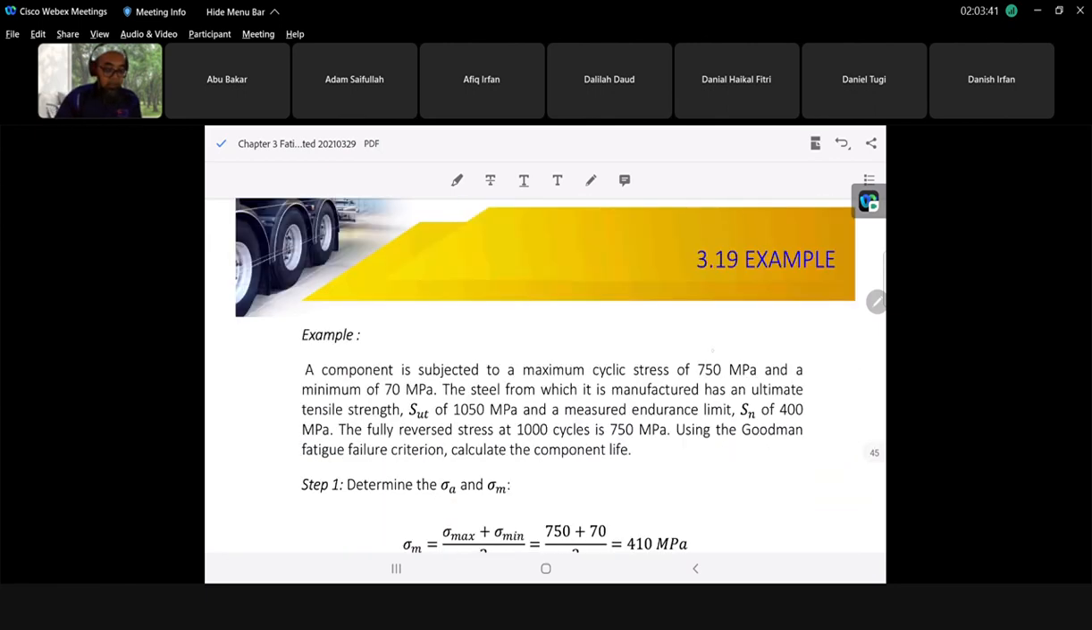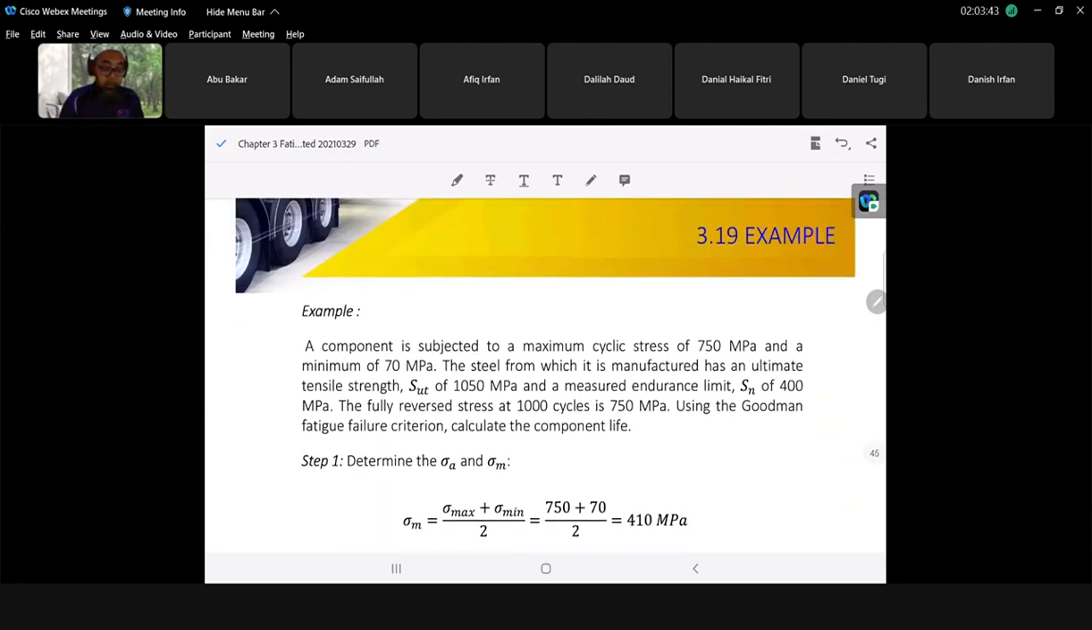Okay, class, I think that's all for fatigue theory. So okay, let's redo examples. Simple examples. Sebab banyak sangat equation kan, banyak graph, kalau tak ada sample, example pening.